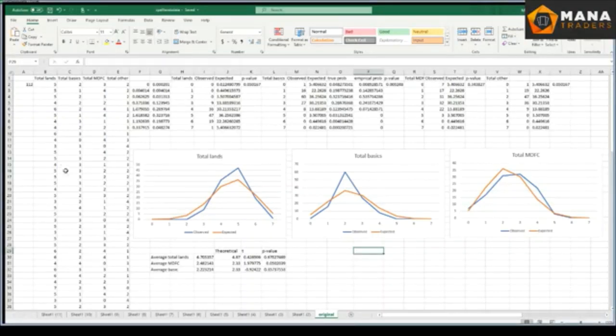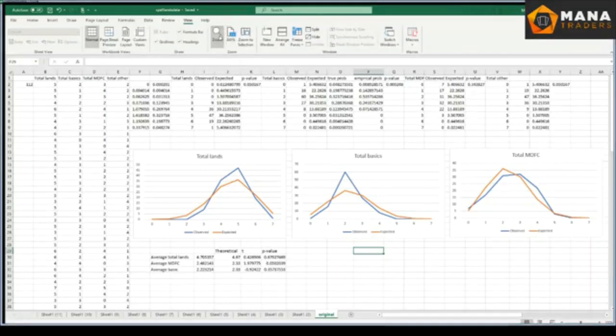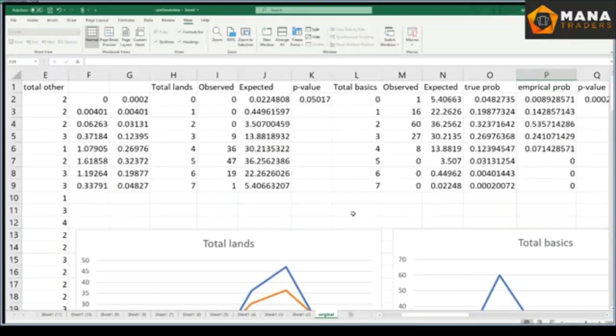So here, I know that it's quite small. You don't need to look at the numbers. Let me increase the magnification. There, that should be better.